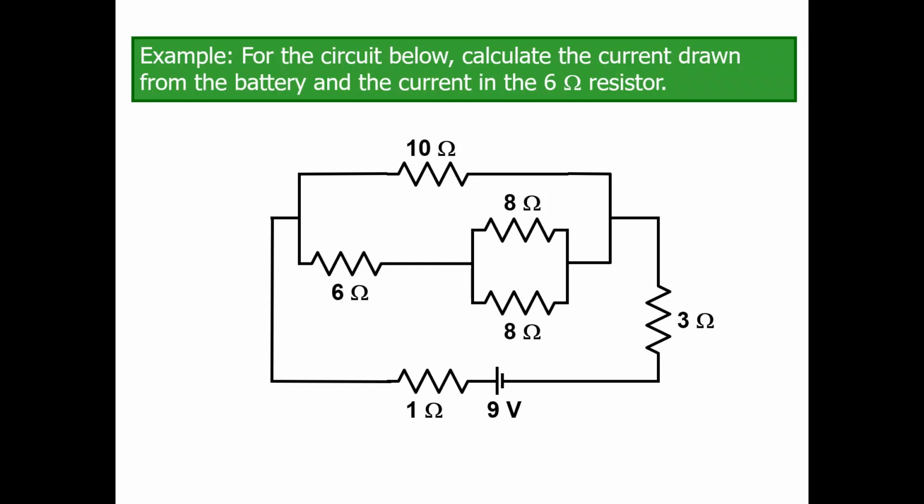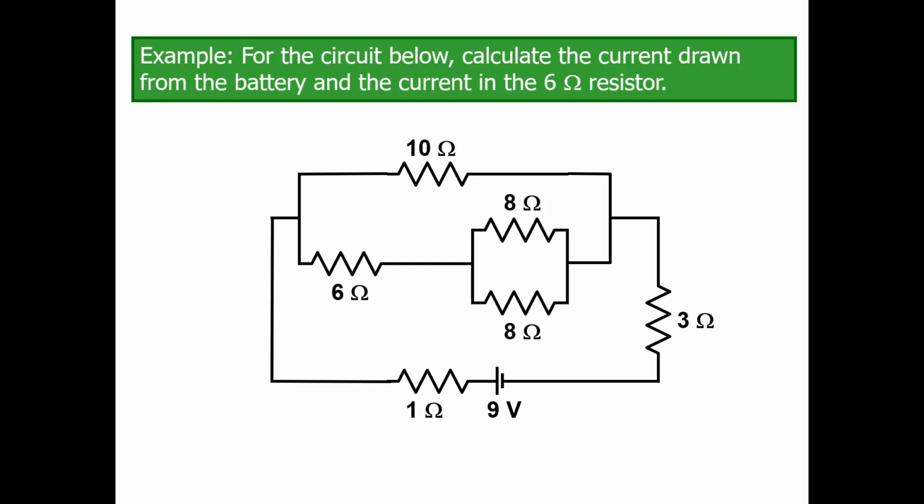And beware that this doesn't work in every situation, that you still have to be able to write loop and junction rules, which is what the derivation packet will help you practice. So with this problem, I can see that there's one power supply and a whole bunch of resistors. There's a lot going on here. Our goal is to calculate the current drawn from the battery and the current in the 6 ohm resistor.